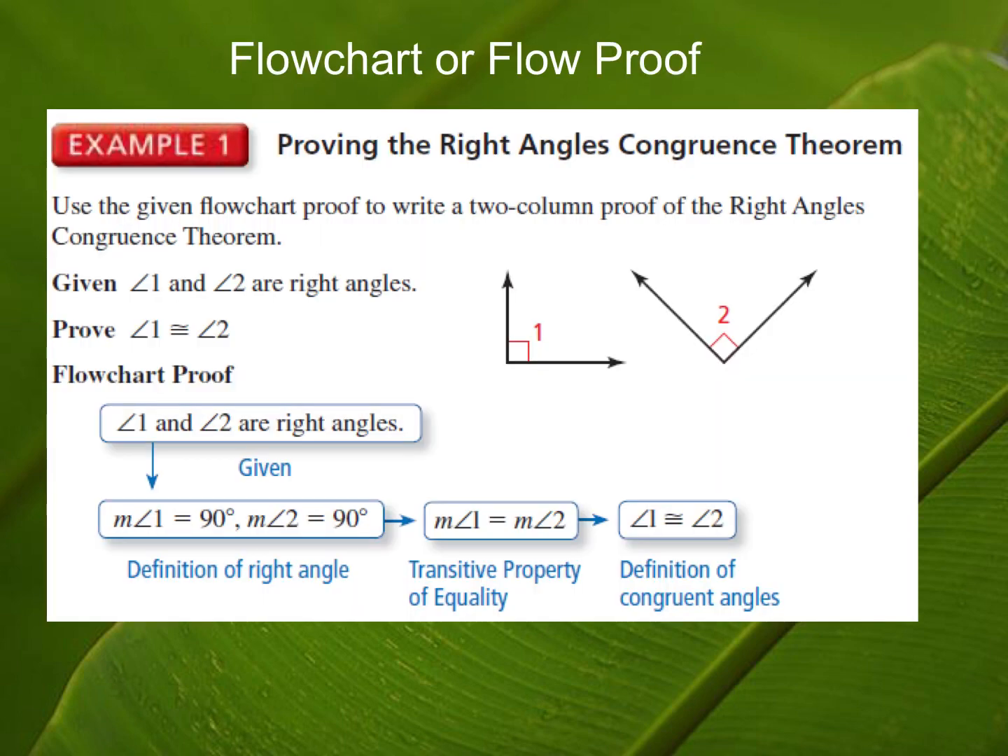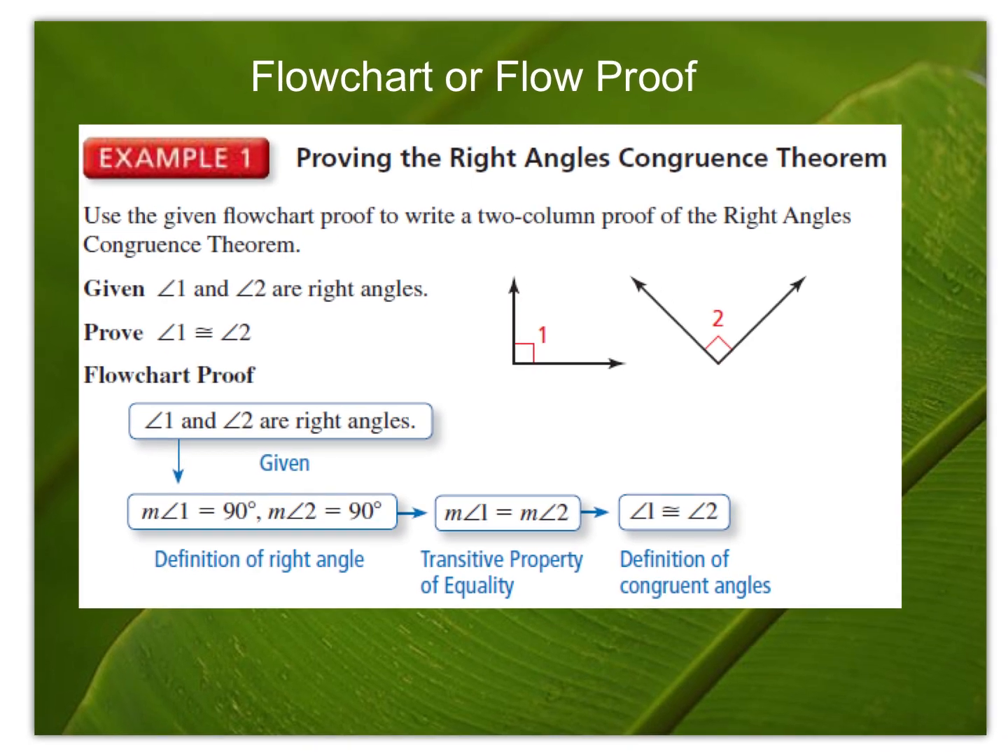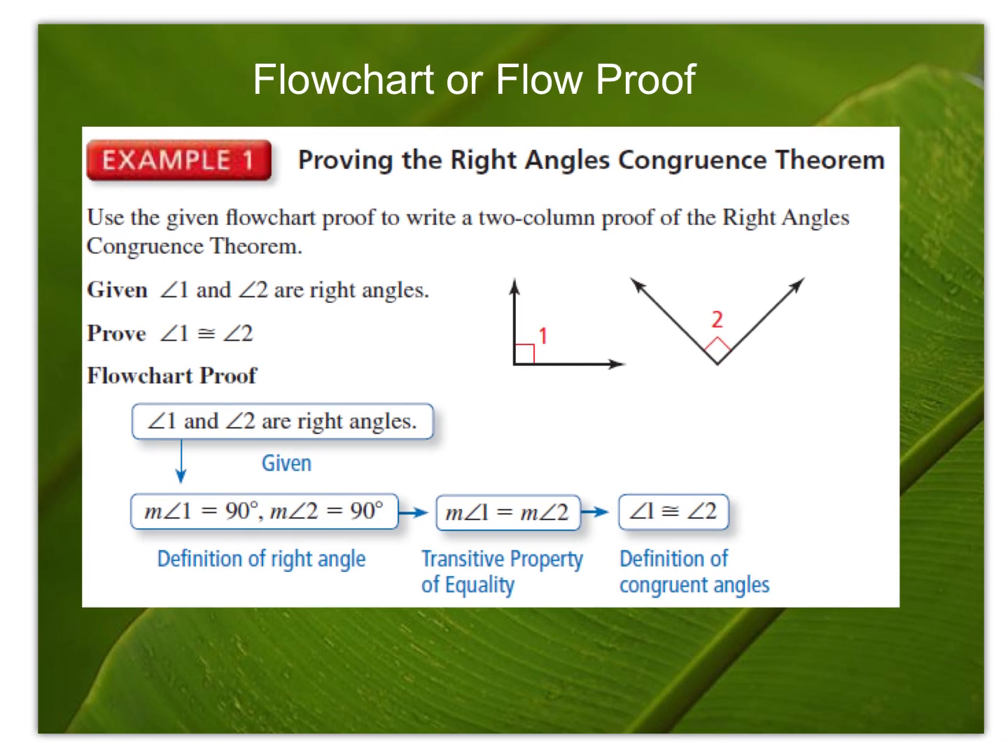Now, in a flowchart proof, we're going to give you an example of how we might prove that all right angles are actually congruent. So notice in this drawing, the given is that angle 1 and angle 2 are right angles, and you can see that in the picture. Prove that angle 1 is congruent to angle 2. So they're both right angles. You have to prove that they're congruent to each other. Same size, same shape.